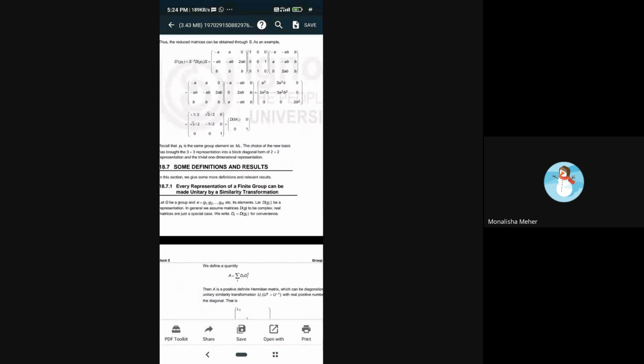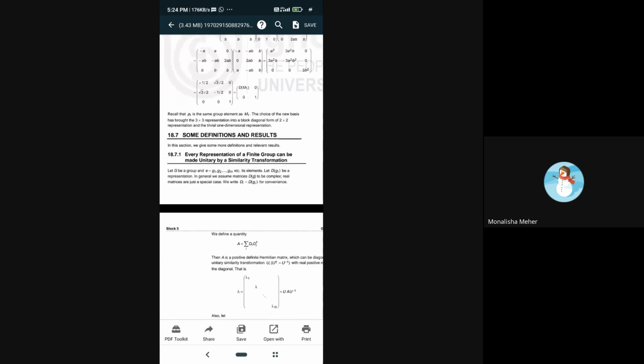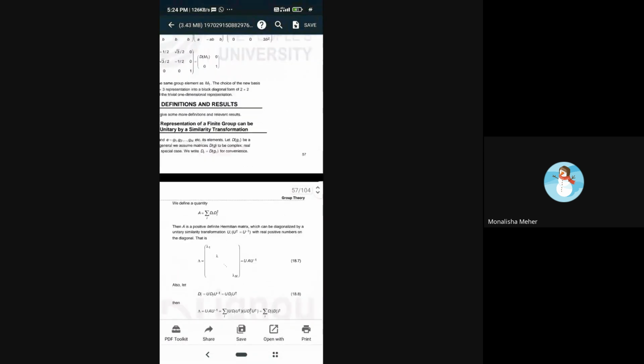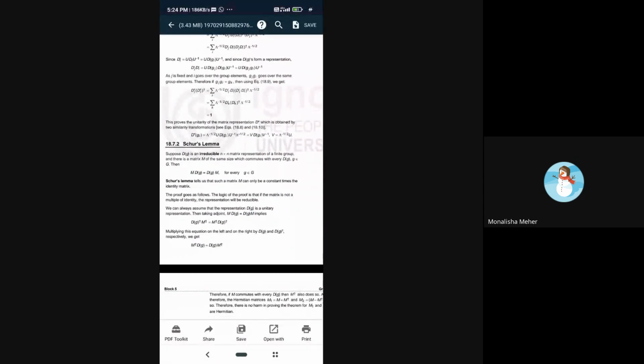Then, every representation of a finite group can be made unitary by a similarity transformation. This is the proof on pages 57, 58 and 59. Then Schur's lemma. Suppose D(G) is an irreducible N by N matrix representation of a finite group, and there is a matrix M of the same size which commutes with every D(G), where G belongs to the group, then M D(G) is equal to D(G) M for every G. Schur's lemma tells us that such a matrix M can only be a constant times the identity matrix.